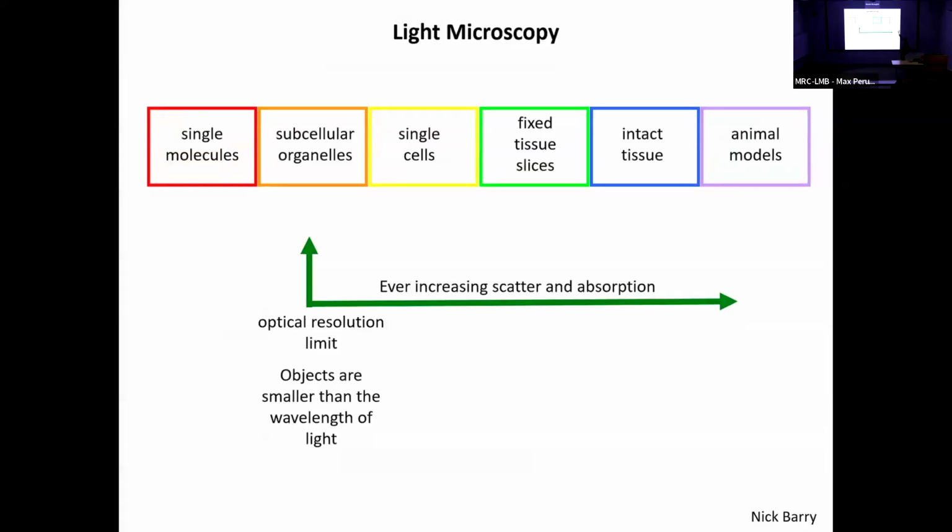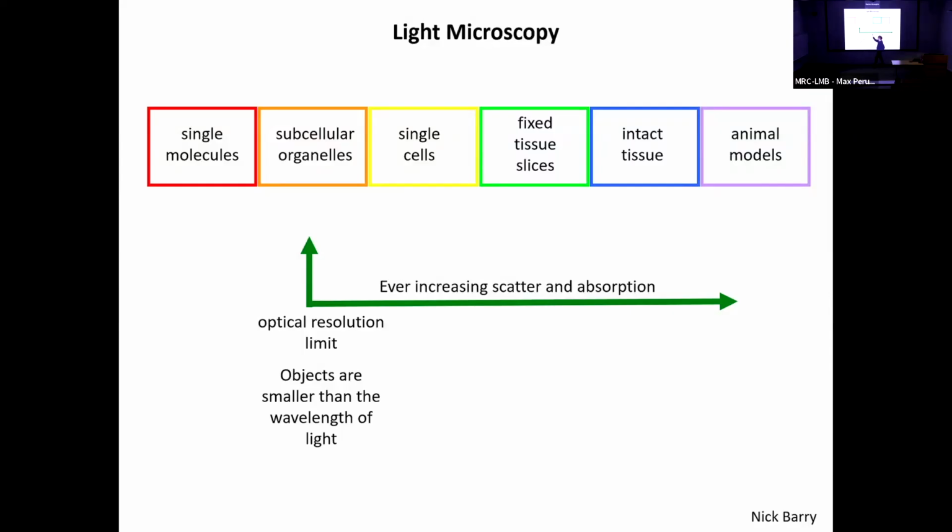By scale, we can work across lots of different scales, from fixed tissue slices intact. Those are all things in principle you could look at with the naked eye. But as soon as we get down to single cells, this is where microscopes open the doors to a new world. By the time we get down to the subcellular organelles, we're looking at objects that are smaller than the wavelength of light. Down to single molecules, these are molecular machines, obviously a lot smaller than the wavelength of light.